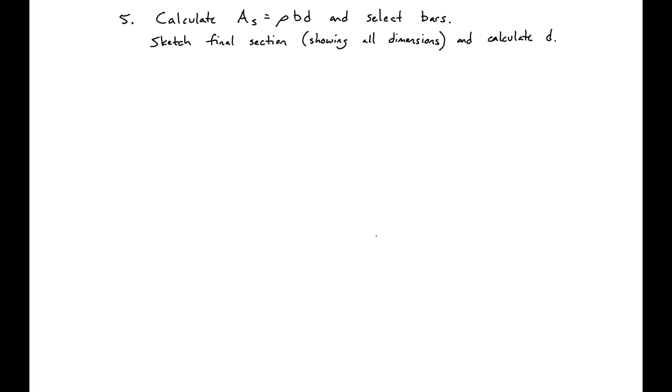The next thing that we're going to do is calculate our AS required and then select our bars and sketch our final section. So we'll start with finding our AS required. Our AS is equal to our row BD, so our row which we selected before, 1%, times our B, which we determined in our previous step as 16 inches, and our D, which we found in our previous step of 25.4 inches. And this will give us an AS required of 4.1 square inches.